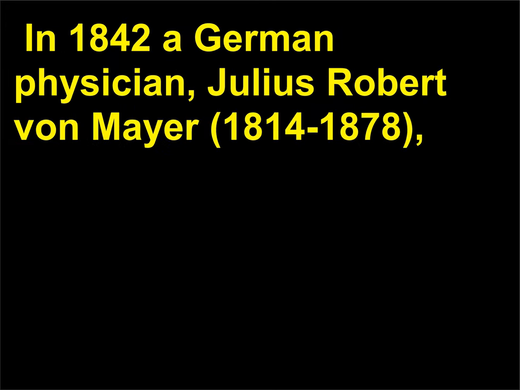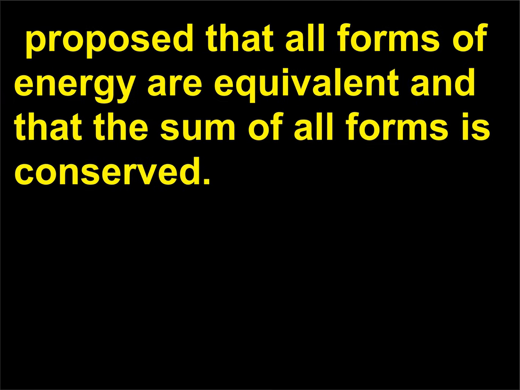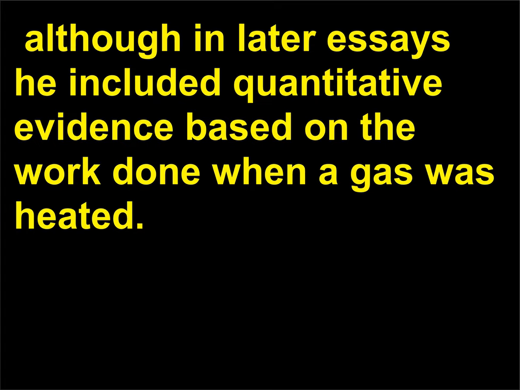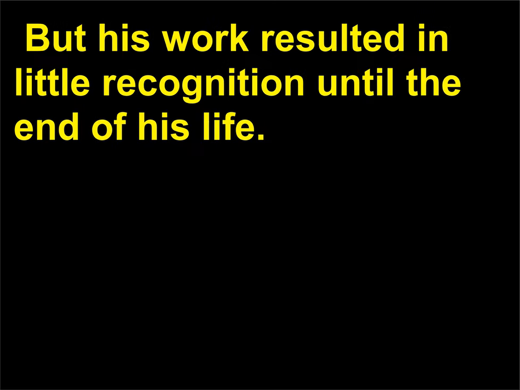In 1842, a German physician, Julius Robert von Meyer, 1814-1878, proposed that all forms of energy are equivalent and that the sum of all forms is conserved. He wrote in general, qualitative terms, although in later essays he included quantitative evidence based on the work done when a gas was heated. But his work resulted in little recognition until the end of his life.